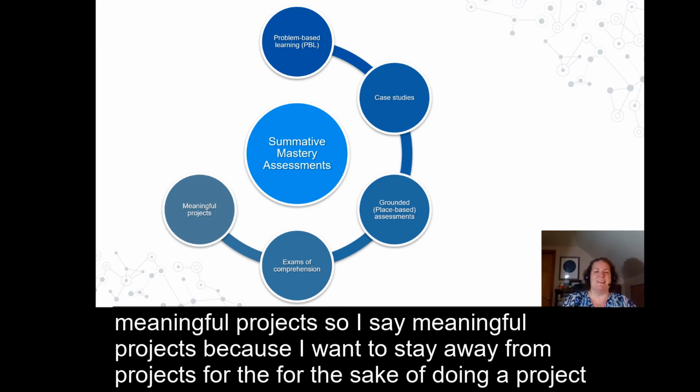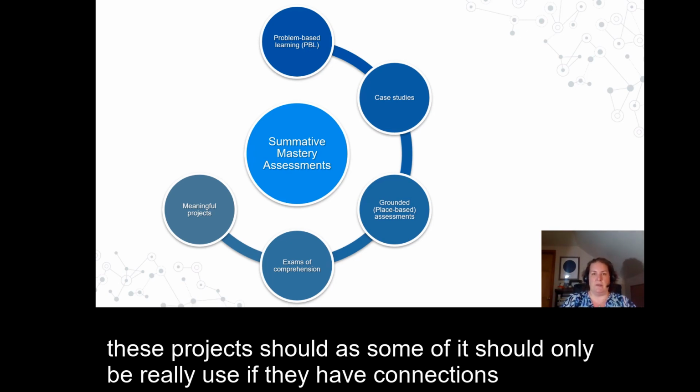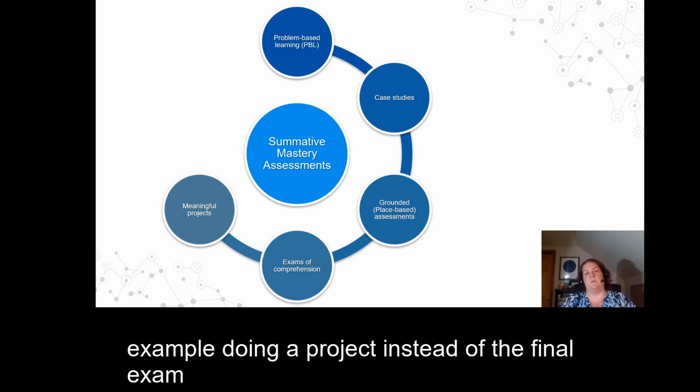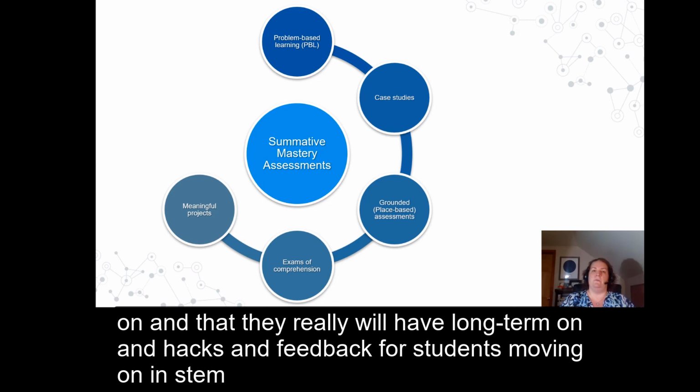Meaningful projects. So I say meaningful projects because I want to stay away from projects for the sake of doing a project. These projects, as summative, should only be really used if they have connections to the content, that they are used in place of a different summative type of assignment. So for example, doing a project instead of the final exam, and that they really will have long-term impacts and feedback for students moving on in STEM.